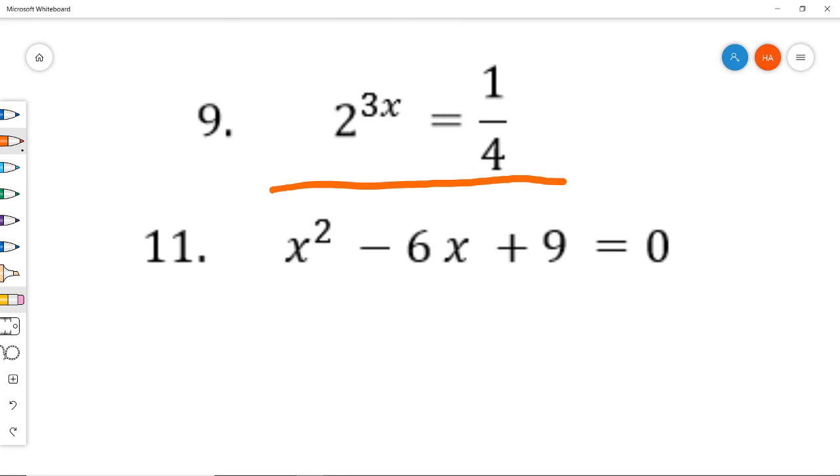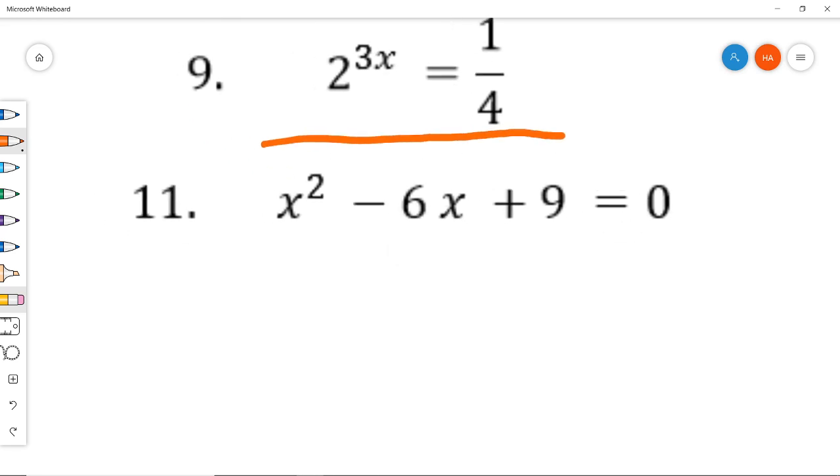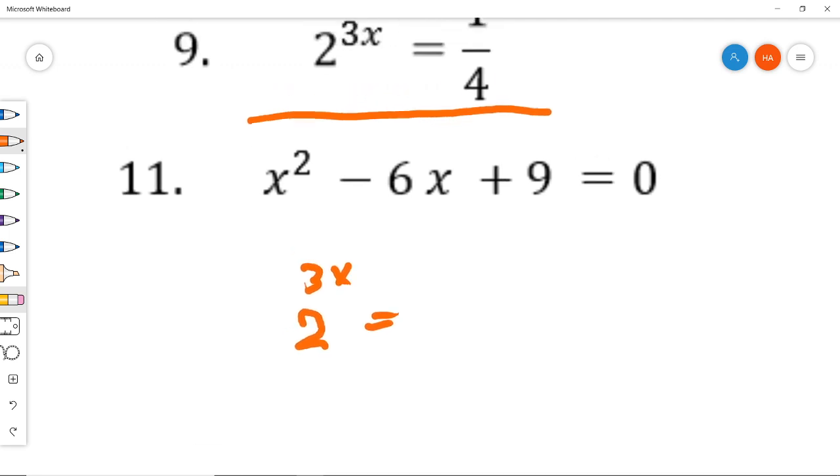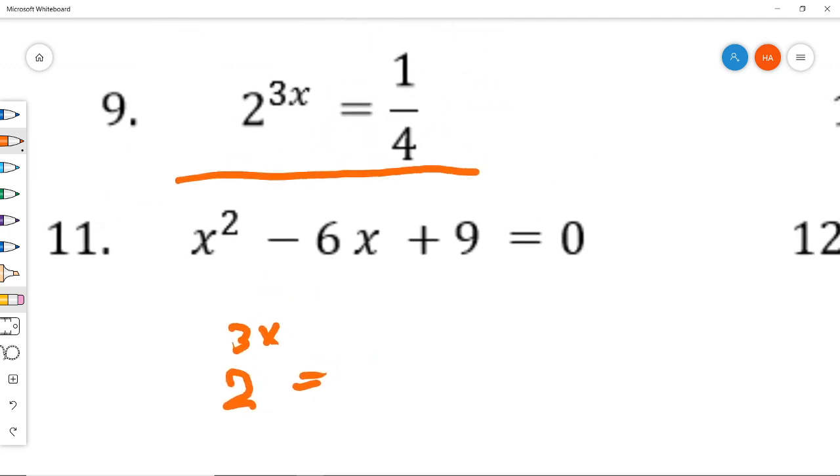How can we solve this? You can solve the exponential by making the same base in the left hand side and in the right hand side. How can we do that? In the left hand side the base is 2 to the power 3x. In the right hand side, 4, how can we make it 2 to the power something. We look at the number 4. The number 4 is 2 square.